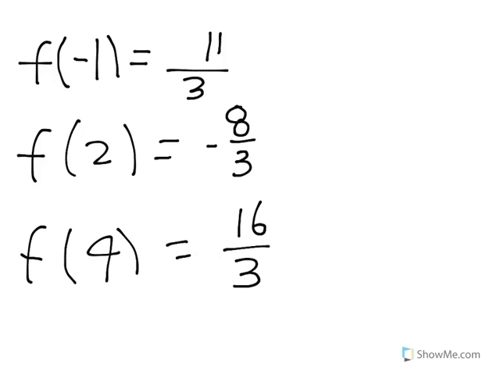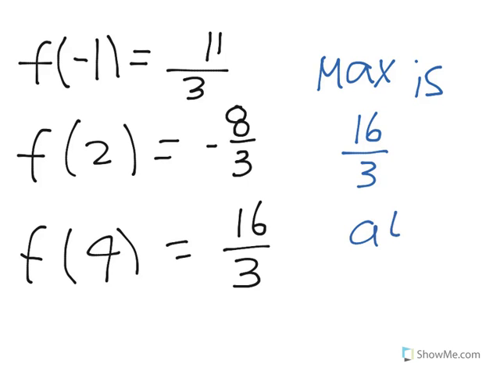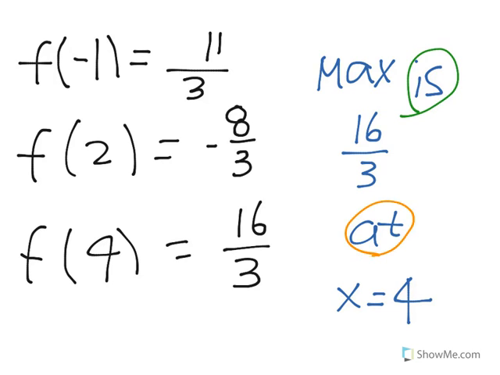Seeing from this, we can conclude that the max is 16/3 at x equals 4. Remember, the max is y, and x is where it happens, so the max is at x equals 4. So remember, y is the value, and x is at.